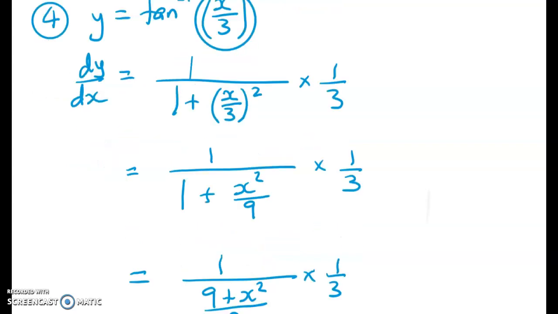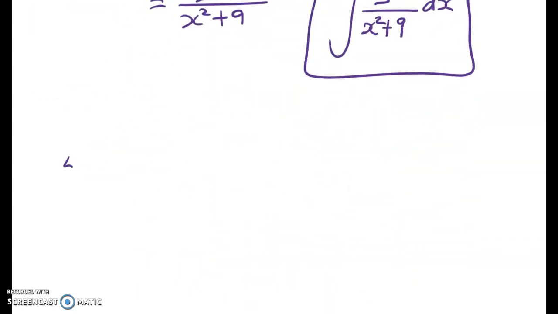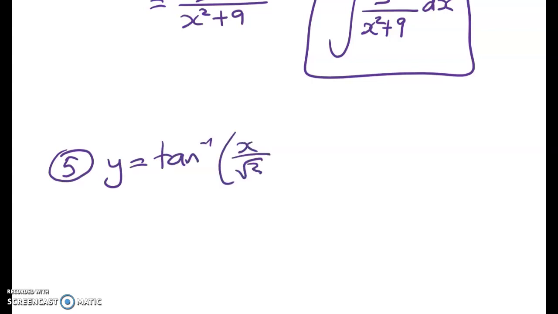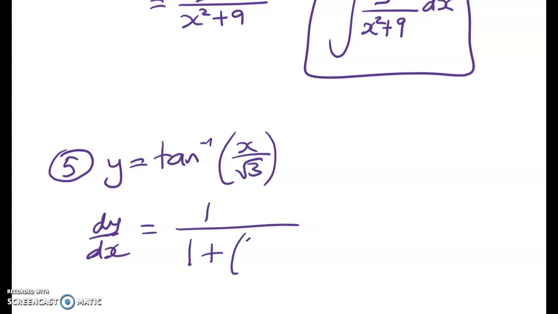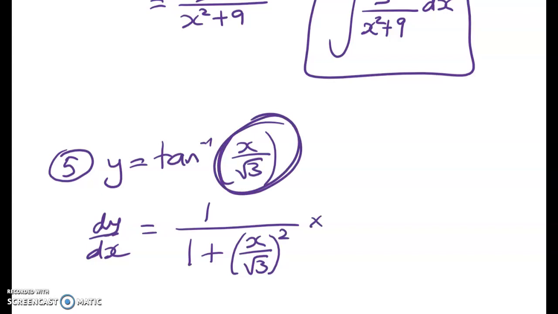Right, number 5 is a little bit the same. So 5 is y equals tan inverse of x on root 3. So dy by dx is equal to 1 over 1 plus x on root 3 squared times the derivative of the inside function, which is 1 on root 3.